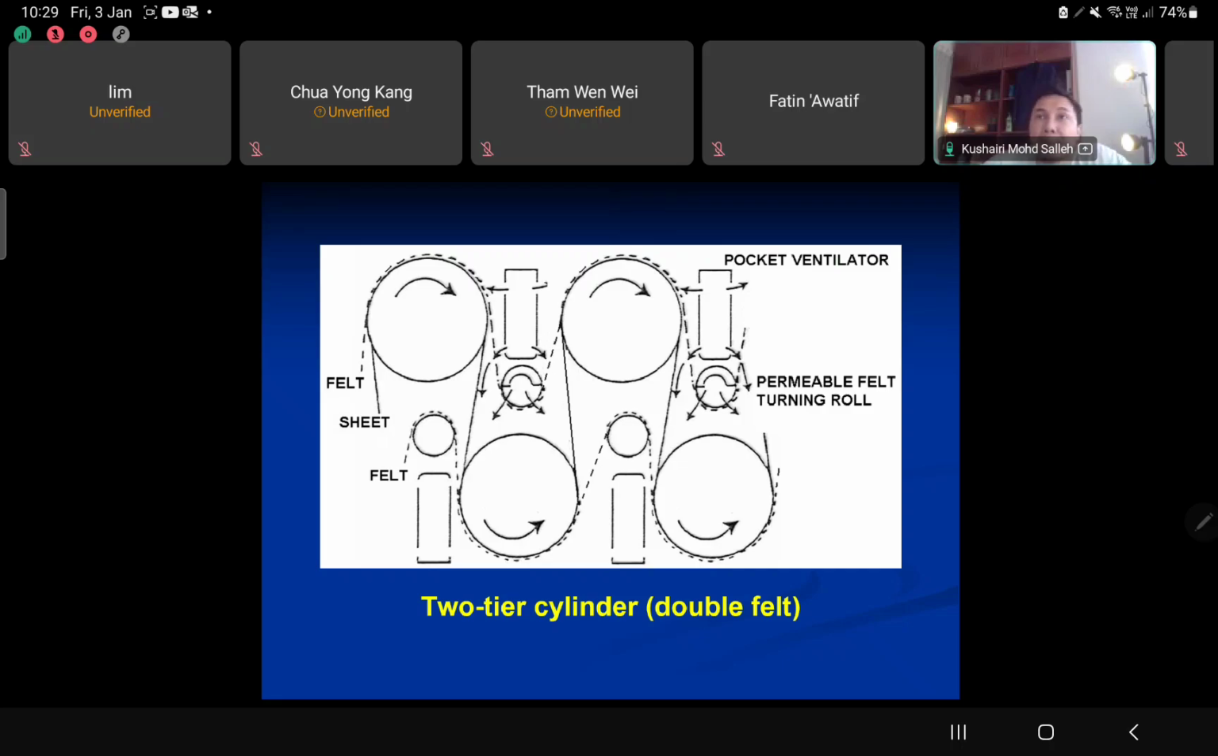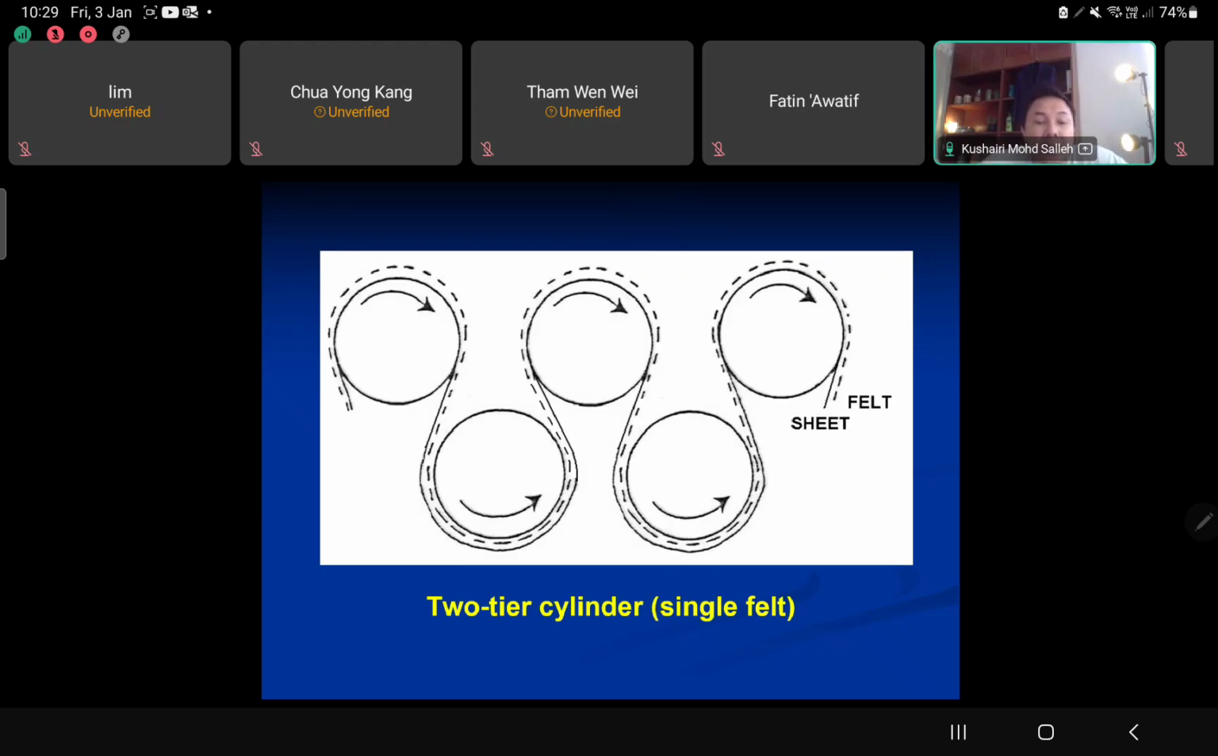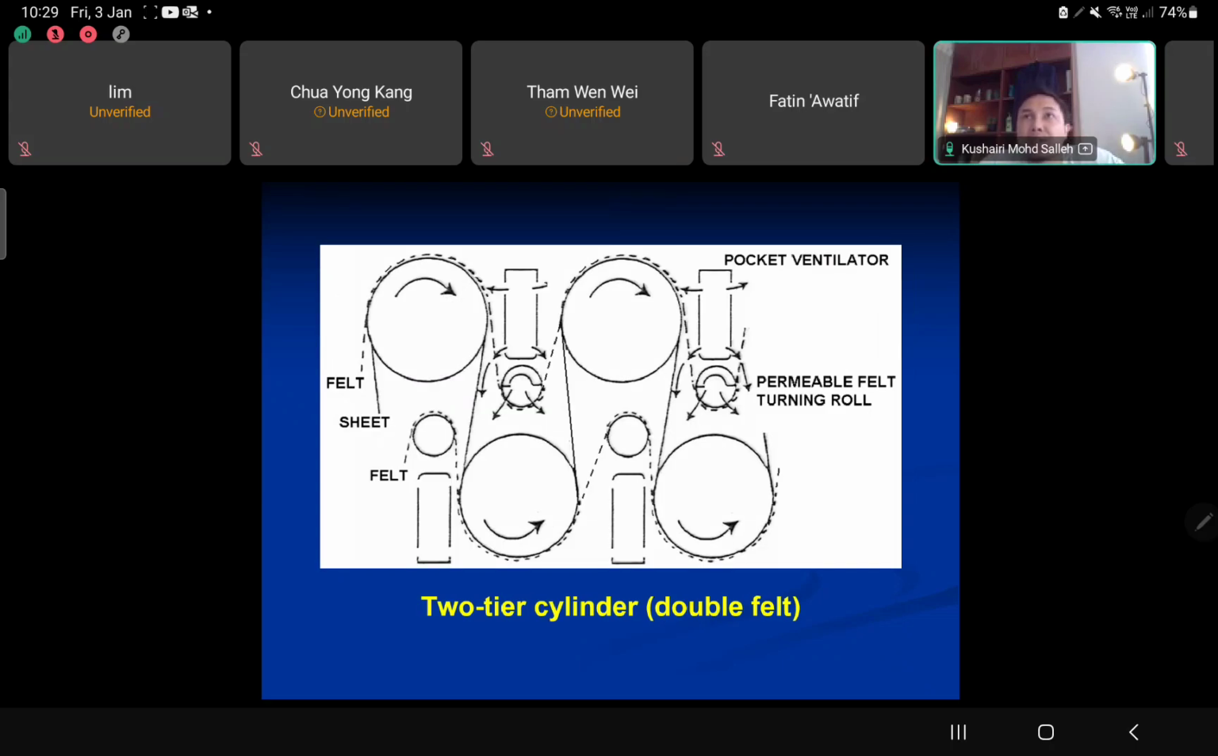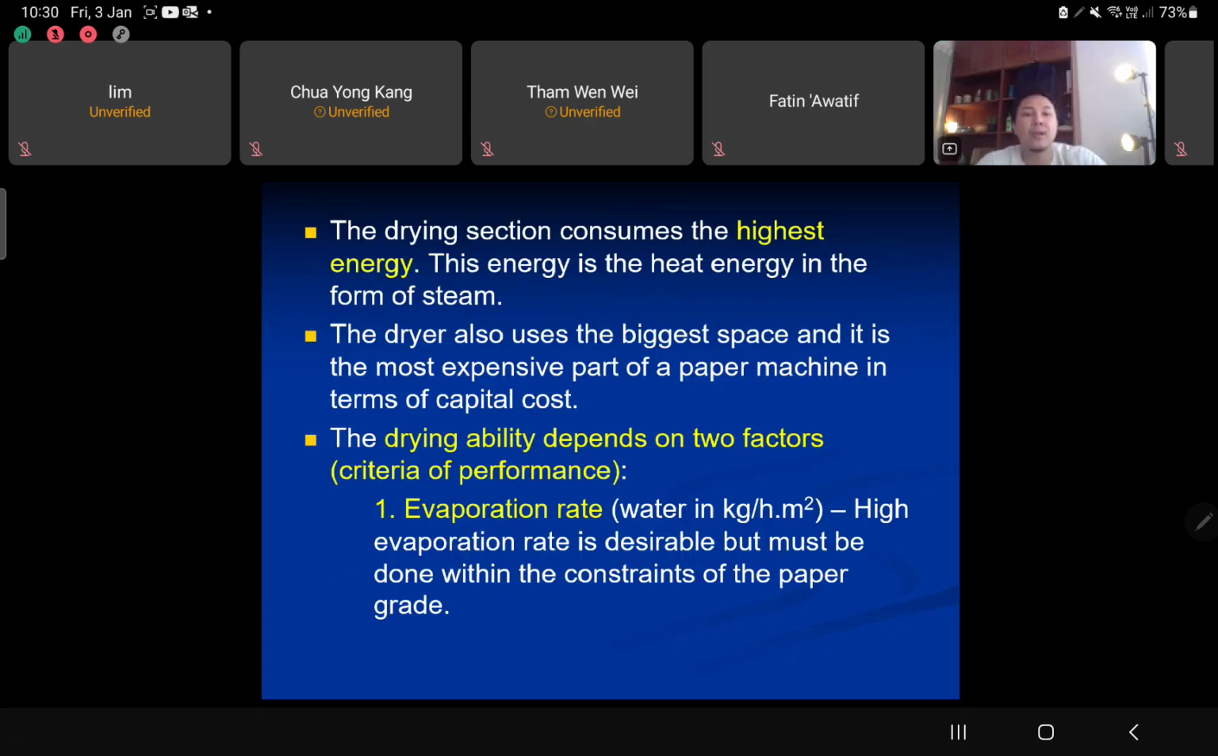Okay, so it depends on the quality of the paper that you want to produce. Either you want to make sure the paper has a very uniform surface, maybe you opt to use the two-tier cylinder with single felt. Or maybe you want to have a very efficient removal of water. Okay, you want to reduce the number of sections in the drying section, maybe you can opt to use the two-tier cylinder double felted.